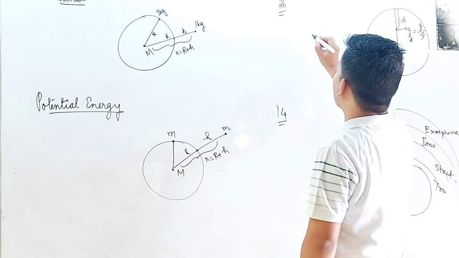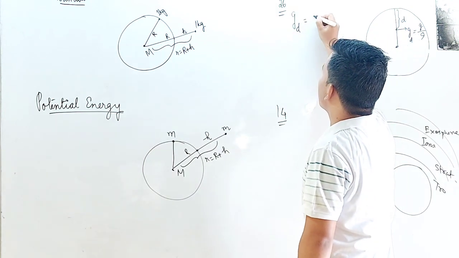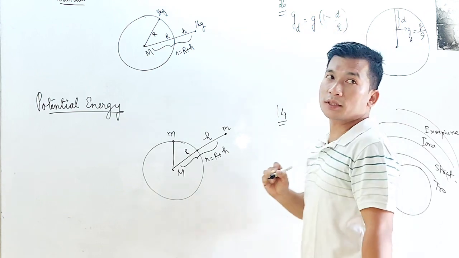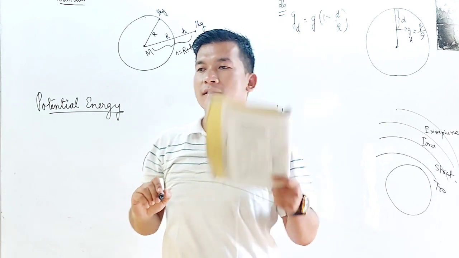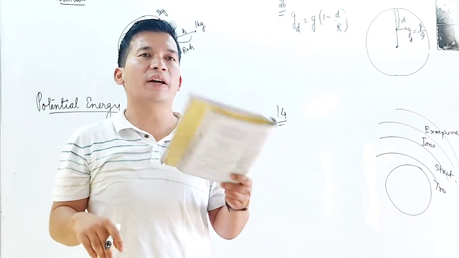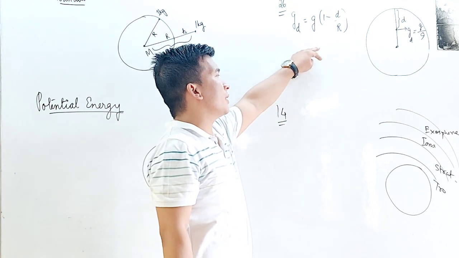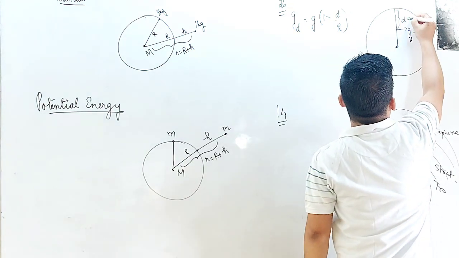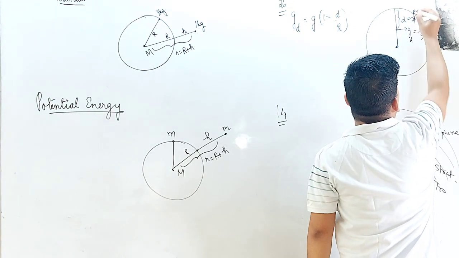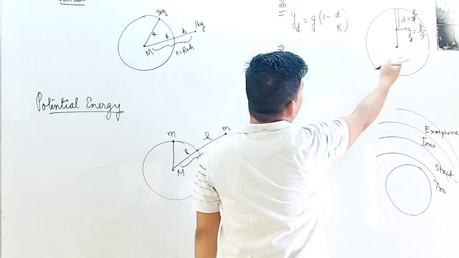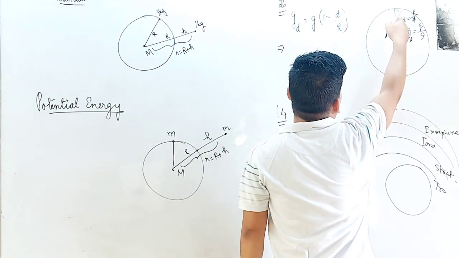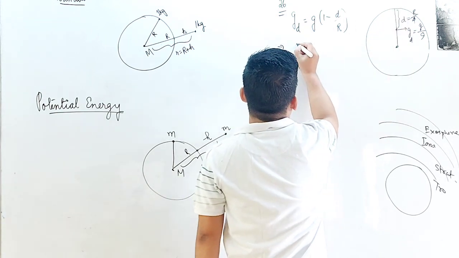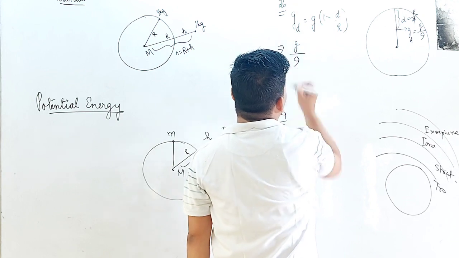What is the expression here? G at depth will be equal to G into (1 minus d divided by R). This is the reduction in acceleration due to gravity due to depth. Your depth is given as R/4. So what is the acceleration due to gravity at this depth R/4?